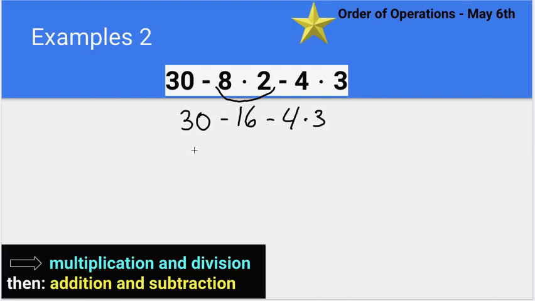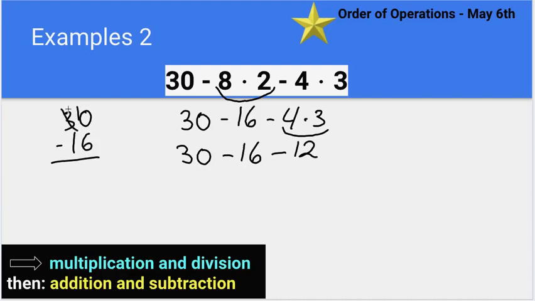Okay, now we still got a multiplication, right? So now we'll do the one to the right. 4 times 3, that's going to be 12. Let's bring everything else down. Okay, now we got 2 subtractions. So we're going to start with the left, go to the right. So 30 minus 16, I got to do some scrap work over here. 10 minus 6 is 4. 2 minus 1 is 1, so 14. So 30 minus 16 is 14. And then we'll do minus 12. And 14 minus 12 is 2. Okay, so our answer to this one is 2.